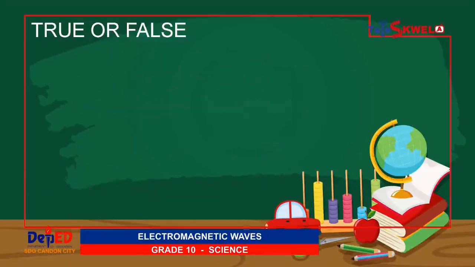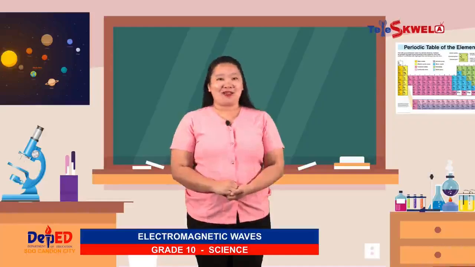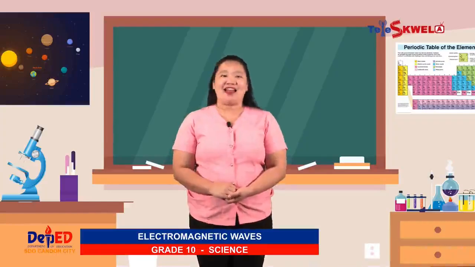And last, number 5. Infrared has longer wavelength but has lower frequency than gamma rays. The answer is true. Very good. Did you get all the answers correctly? If yes, very good. If no, that's okay.